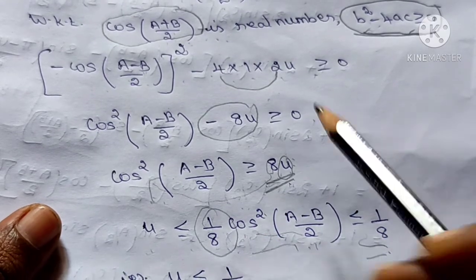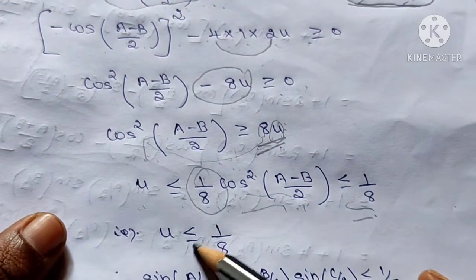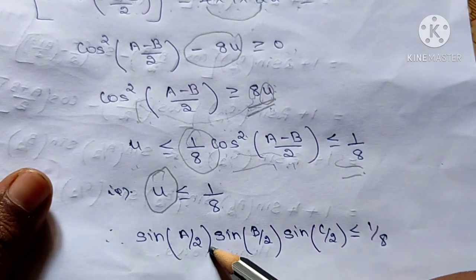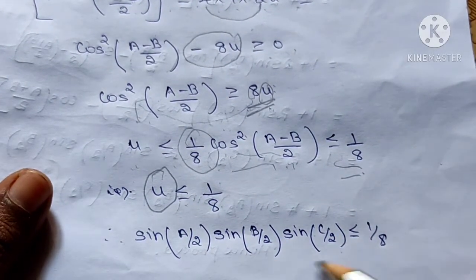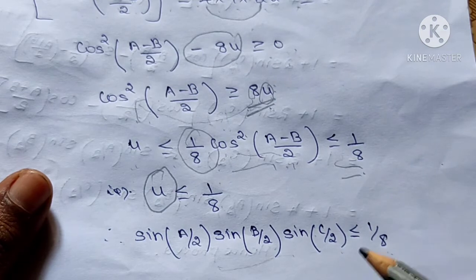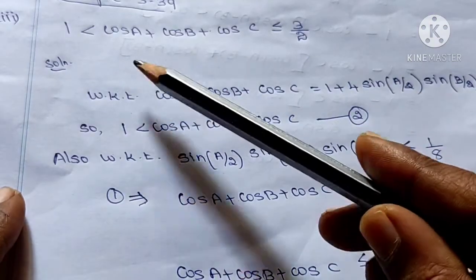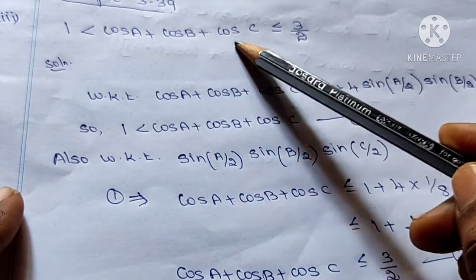1 by 8. Okay, so u is less than or equal to 1 by 2. Already you took the u value as sin a by 2, sin b by 2, sin c by 2. So this value is also less than or equal to 1 by 8. Hence proved.